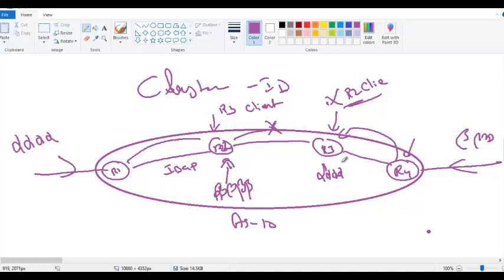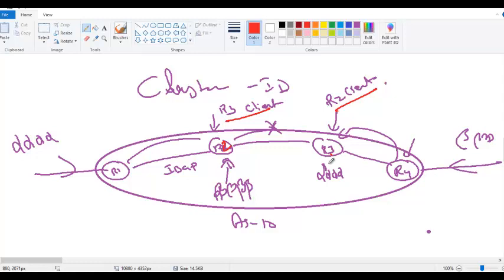Sorry, this is not the scenario for that. Okay, so wait. This is what I actually mean. Here you will say R2 as a client. Okay, now coming back to the story. From the beginning, R3 is a client to R2. R2 is a client to R3. Is this part clear? R2 is a client to R3. R3 is a client to R2. Is this part clear?